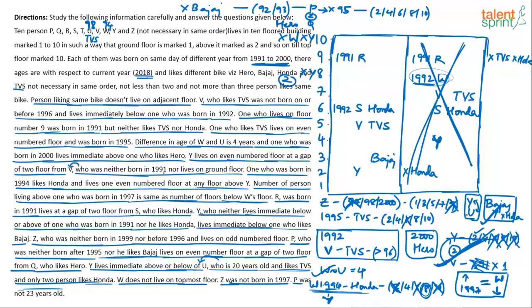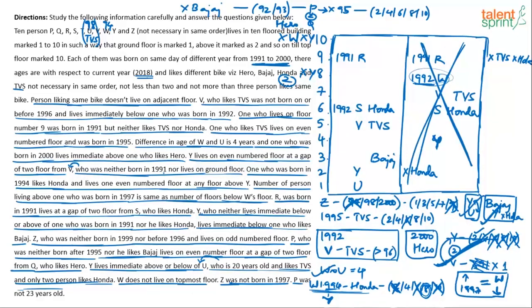Yes or no? We know that Y was immediately above or below U. So U can either come on 3rd floor or U can come on 1st floor. But I know that U likes TVS. Look at this. U was born in 1998 and U likes TVS. So can U come on 3rd floor? No, because 3rd floor person likes Bajaj. So U cannot come on 3rd floor. U has to come on 1st floor.